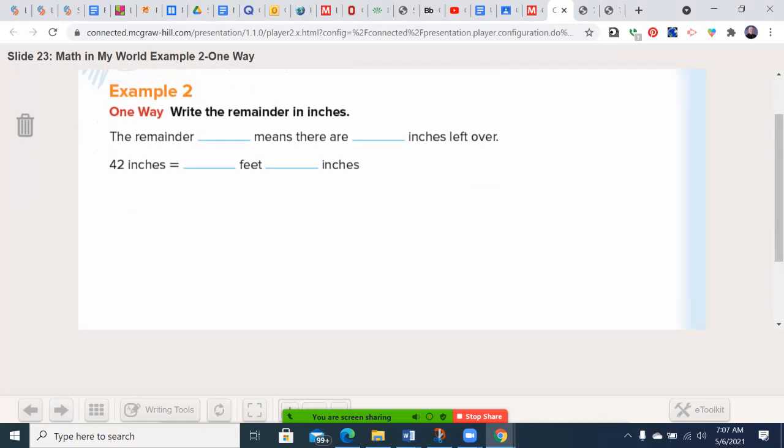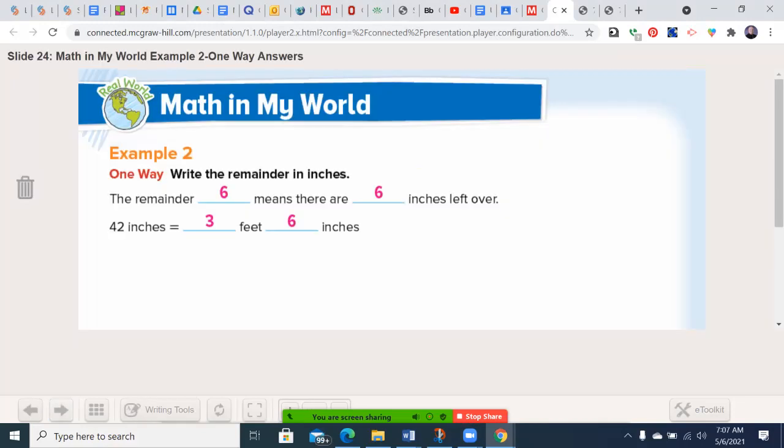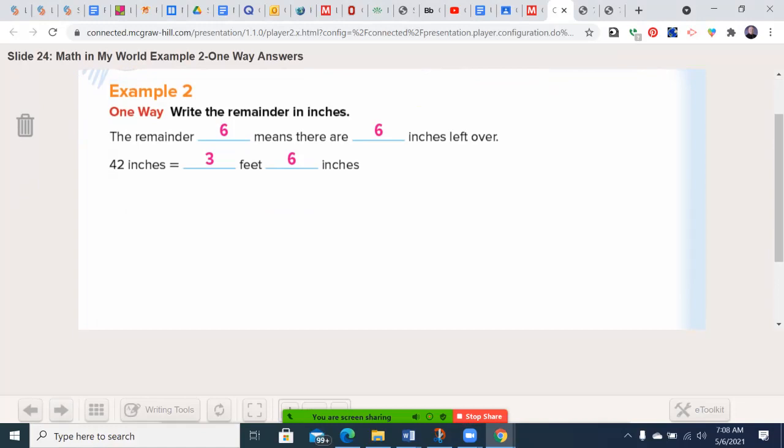One way is to write the remainder in inches. So the remainder 6 means there are 6 inches left over. I could say it's 3 foot 6 inches, and that is completely acceptable in most contexts. All right, make sure that's written in, and we're going to move forward.